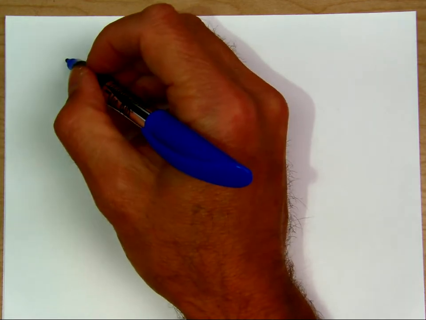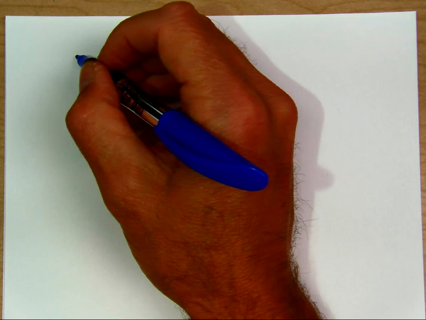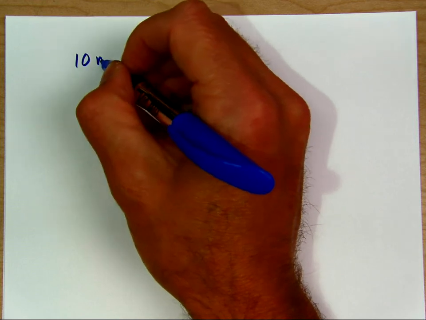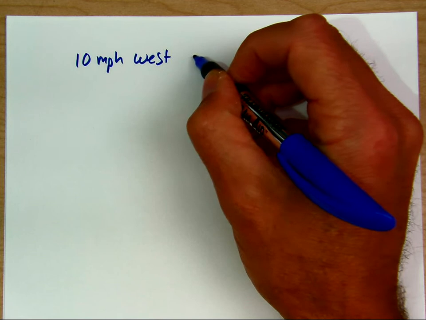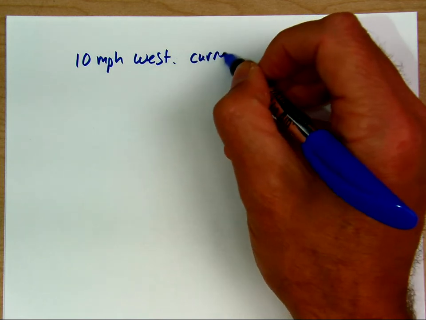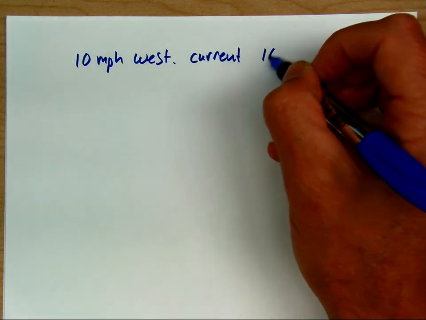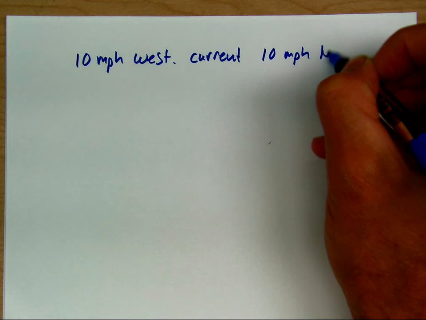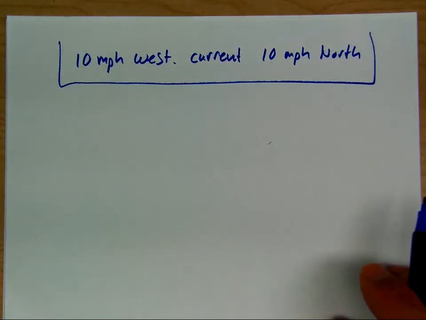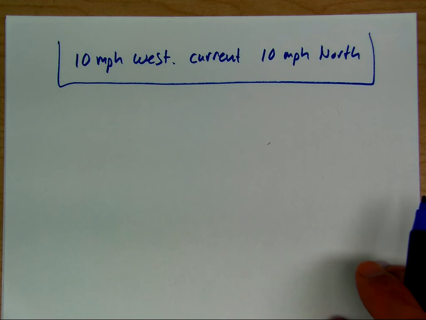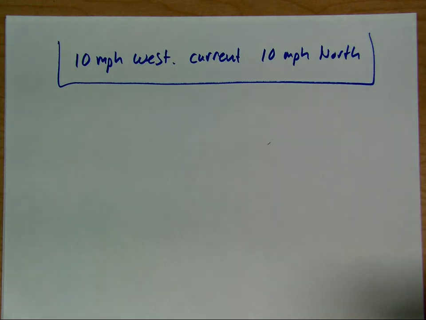Okay, a boat. So instead of writing it all again, we'll say the boat is moving 10 miles per hour west, and the current is 10 miles per hour north. So do the same problem as before. Find the resultant speed and direction. Pause the video and try that.